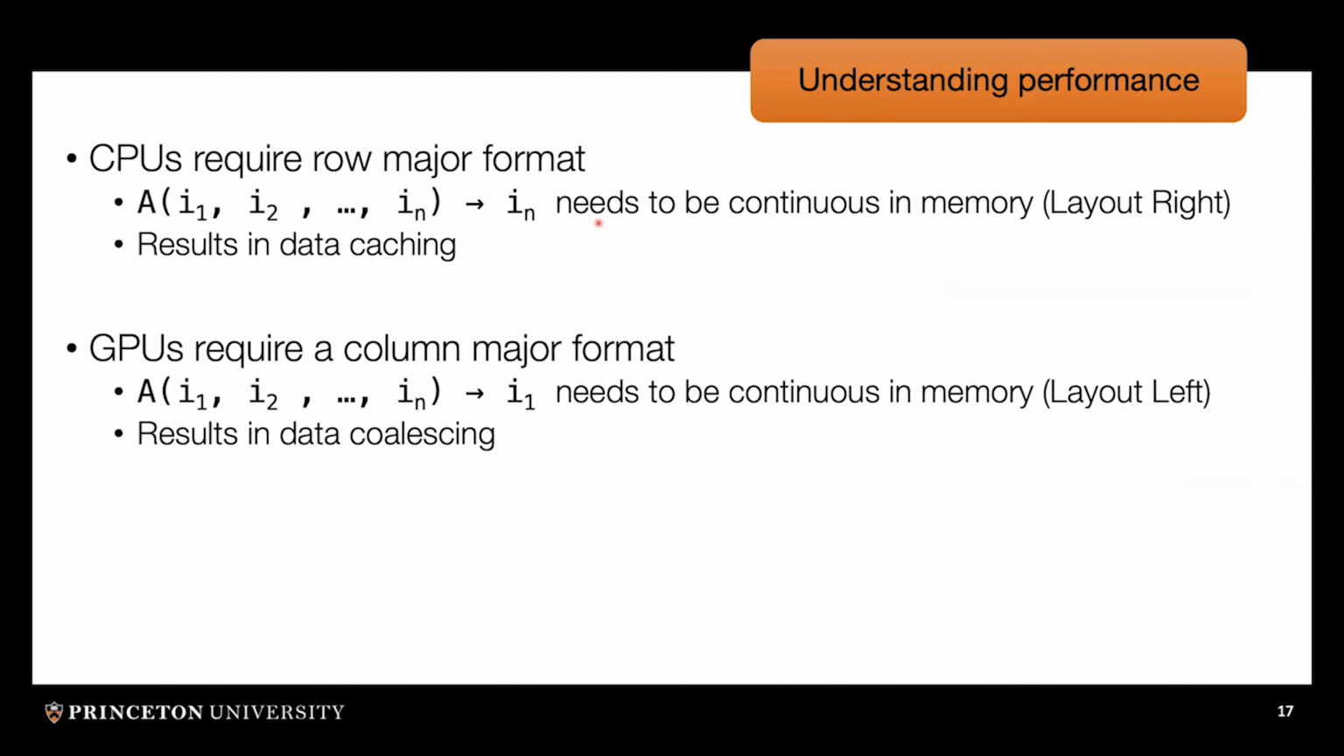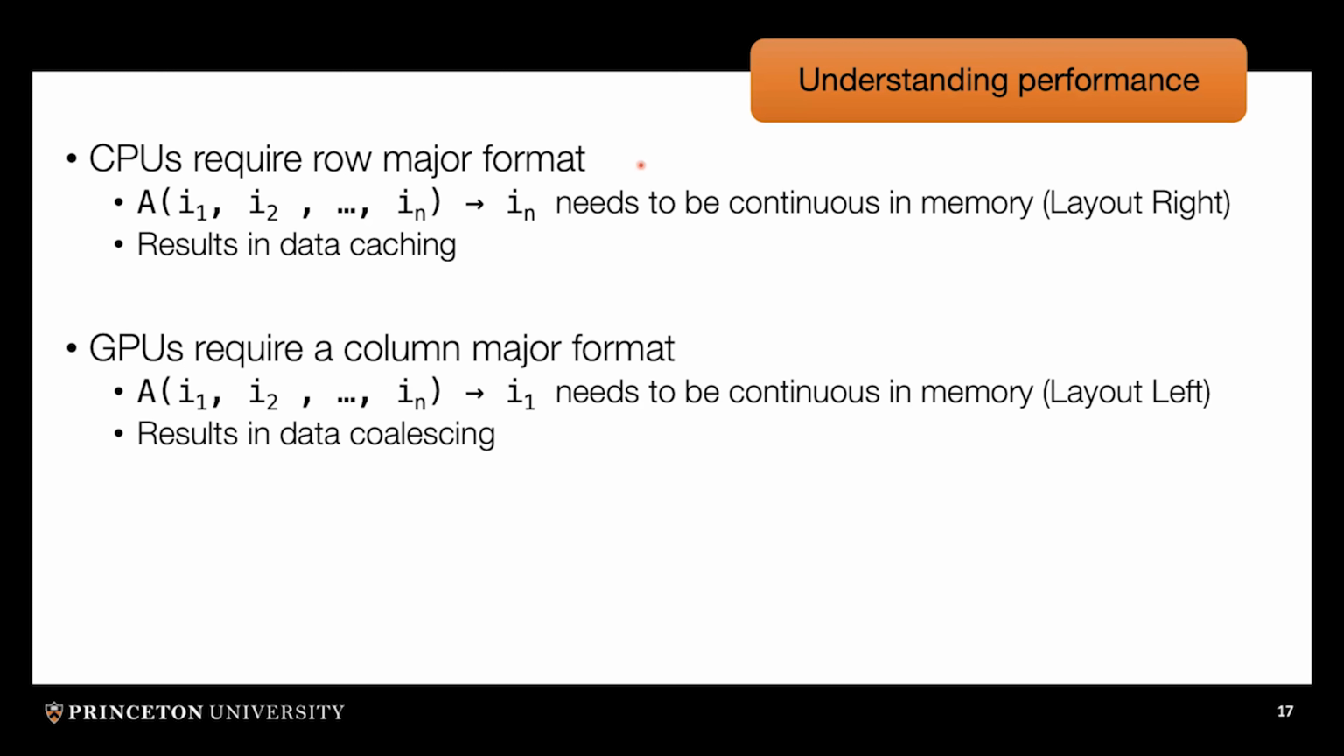So if you think about it, CPUs require a row major format, that is in 2 dimensions. If I think about an n-dimensional array, then the nth index, that is the last index, needs to be contiguous in memory. That is what is called layout right in terms of Kokkos. And GPUs require a column major format, or if you think about an n-dimensional matrix, then i1 needs to be contiguous in memory, which is called layout left.